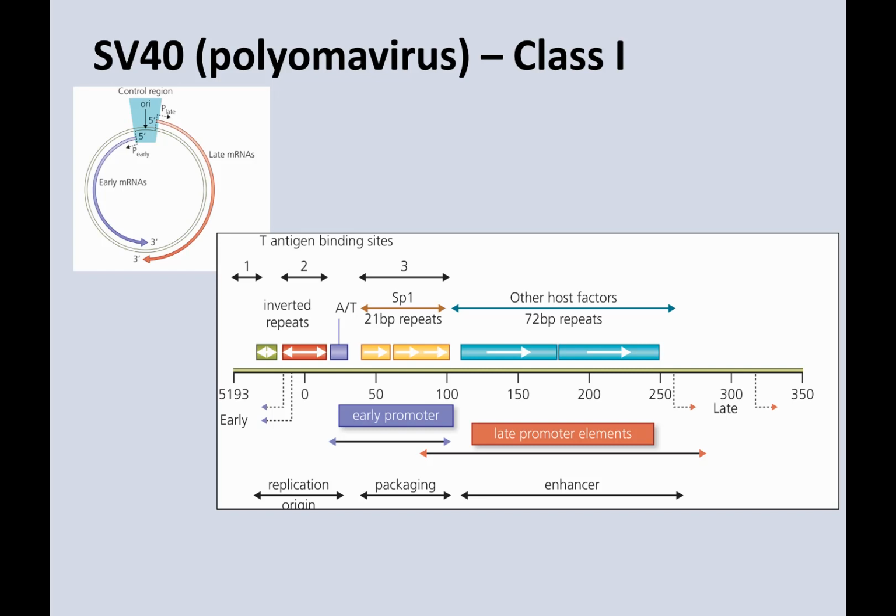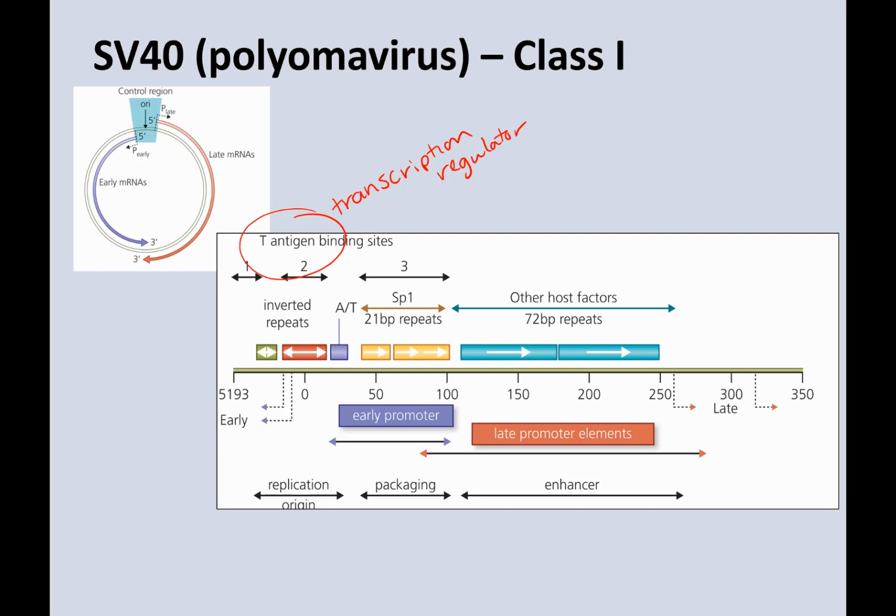This is also SV40, and the reason I put this one on is I wanted to explain to you that the large T antigen is a transcription regulator. So it helps activate cell cycle to S phase so that the virus can replicate its genome.